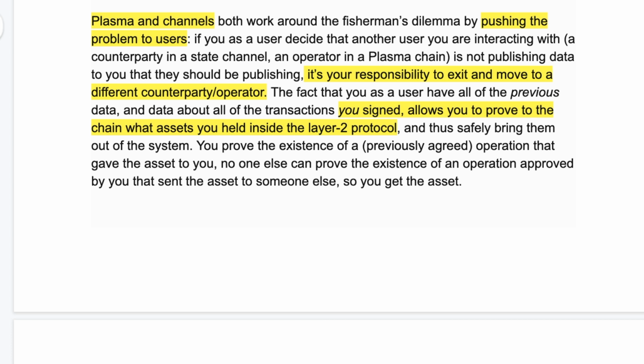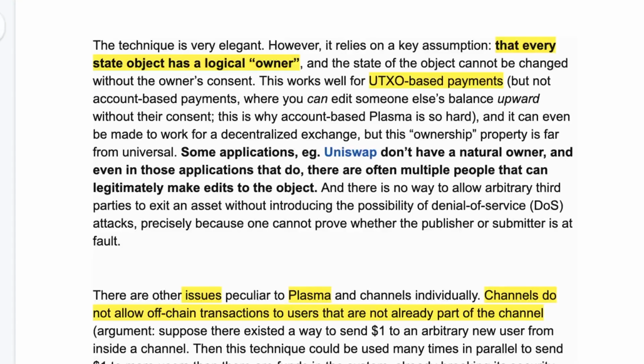And basically, as a user, you have the responsibility to check the data and all the transactions you signed, and that allows you to prove the chain and the assets that you held inside the layer 2 protocol, because you're the only one that has the signature to prove that these assets are yours and not someone else's, so you get the assets.